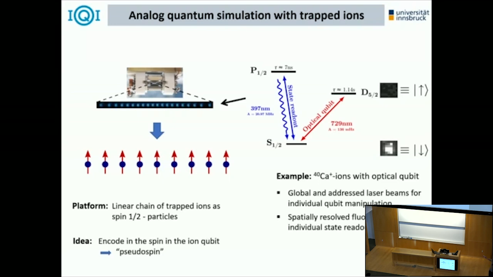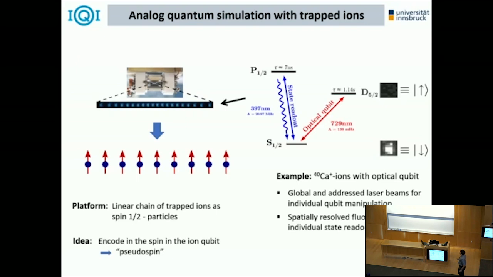And we have a very narrow band transition here between S and a metastable D5/2 state with a lifetime of a second. And this we can then use to encode an optical qubit here addressed by a narrow band laser. And if you combine this with the fluorescence readout, we can say, okay, if we see some photons, then we're in the ground state. This is our zero or our spin down, and the other one is spin up. And if we add then some lasers to globally and locally control the quantum state of these ions, then we can indeed encode some Ising model.